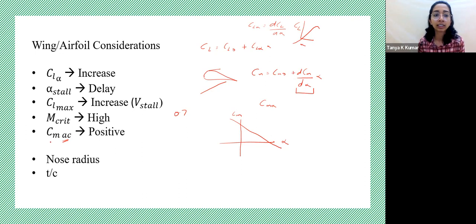Now here it says CMAC should be positive. CMAC of the wing is nothing but this value, that is Cm naught, right? Why is it desirable to have a positive Cm naught? Why can't I have a line like this? This also has a negative slope.